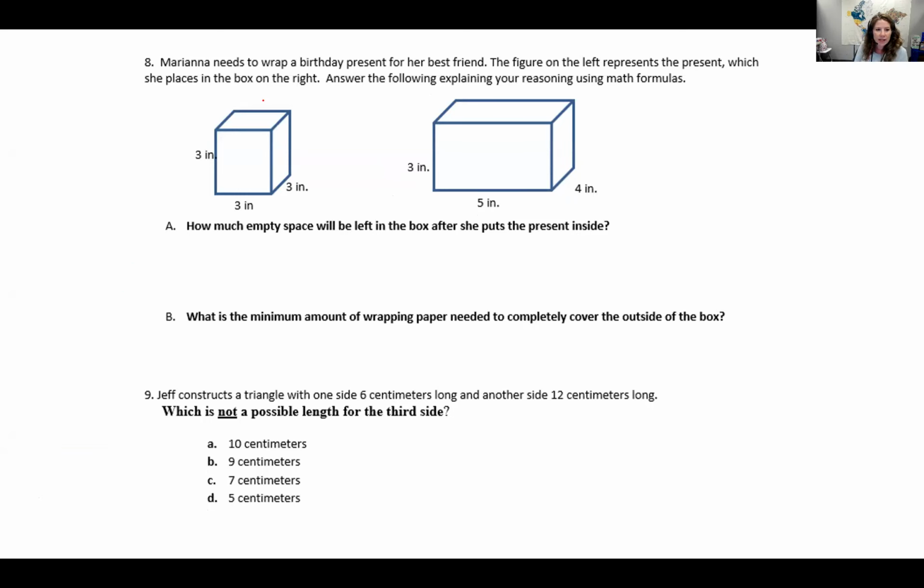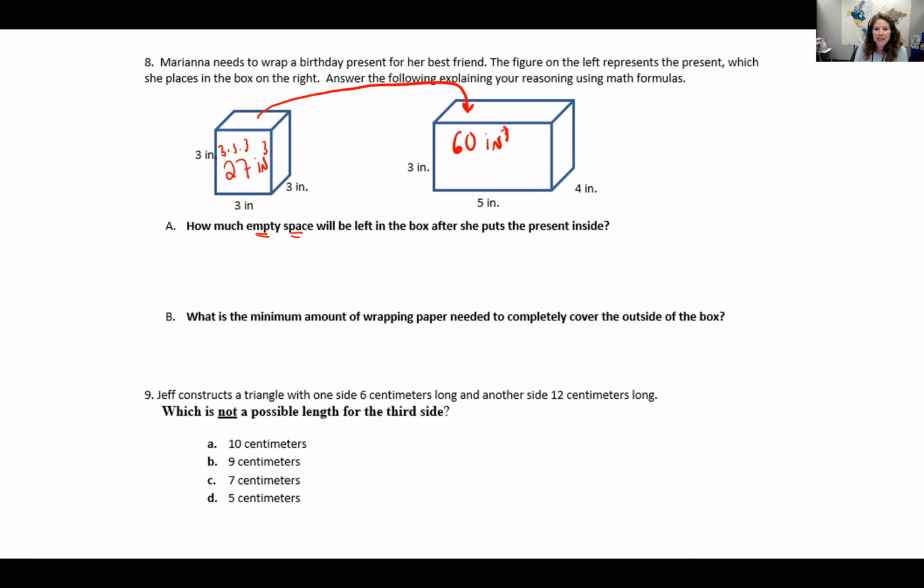All right, so number 8, it looks like we're going to put this present into this box. So when it's asked about how much empty space is left over, we're talking about volume, right? We're going to fill up this big box with this small box. So the first thing we need to know is the volume of the small box. So we're going to multiply 3 times 3 times 3, and we find out the volume is 27 inches cubed. And when we multiply 5 times 4 times 3 on the big box, we get 60 inches cubed.